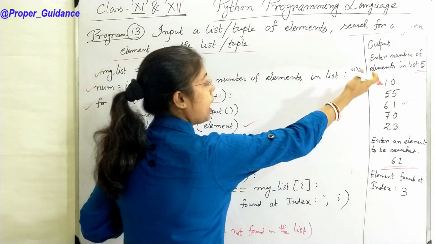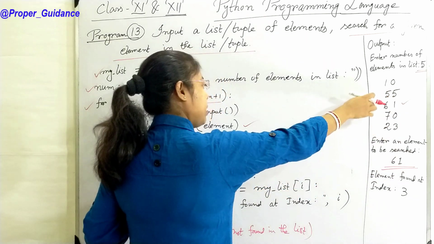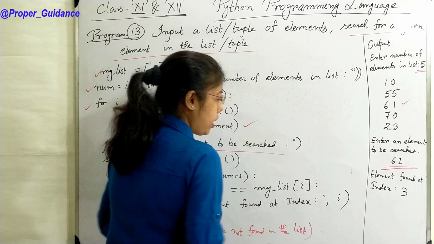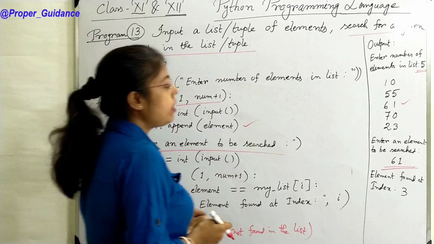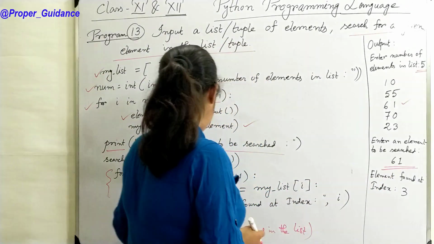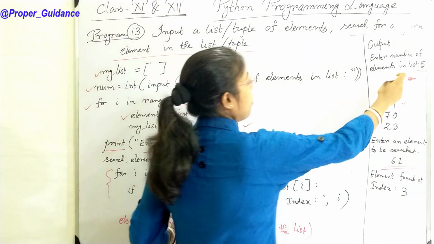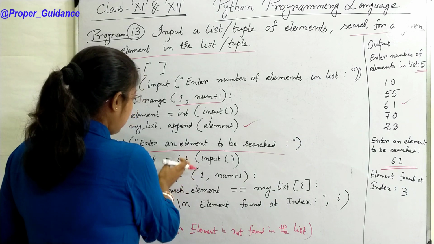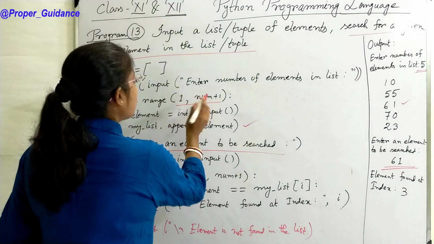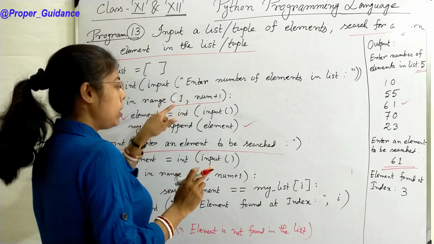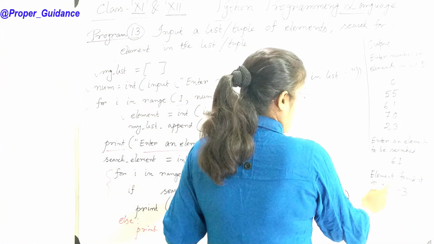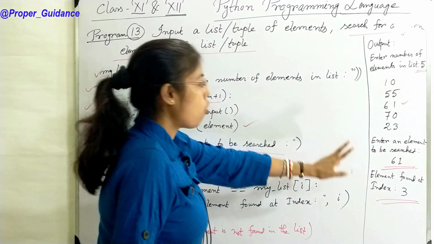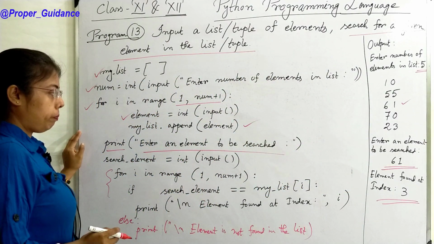Now, if this element is available in the list, that means the search element is equal to my list I. So what is the value of I here? I will be the third element: 1, 2, 3, because our list starts where the range is from 1 to num plus 1. The first element is 1, then the third element will be 3. So element found at index number 3. This is the entire output of this given program.